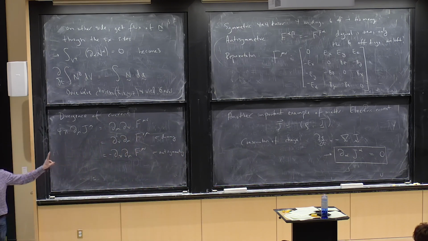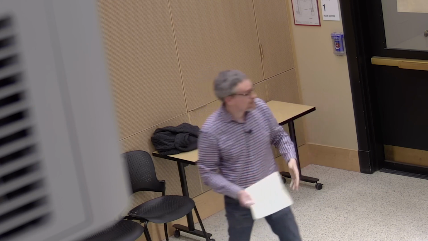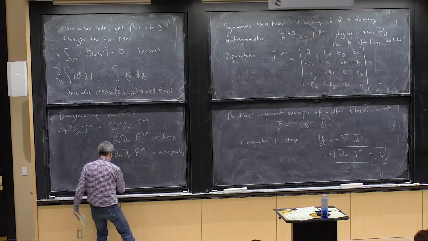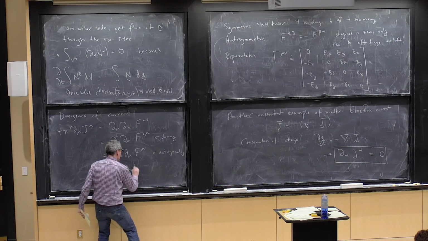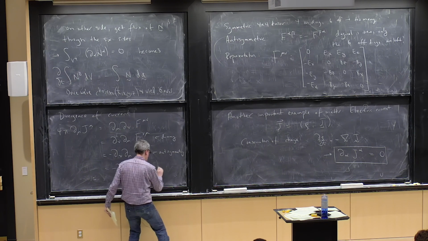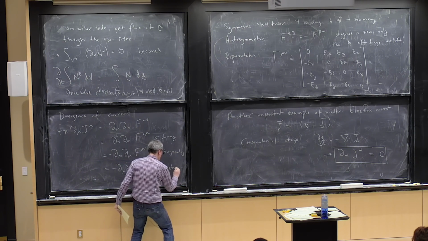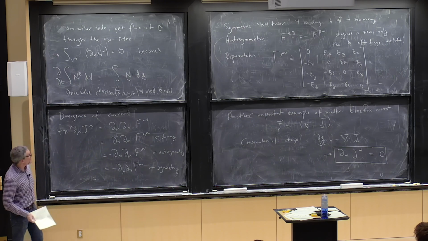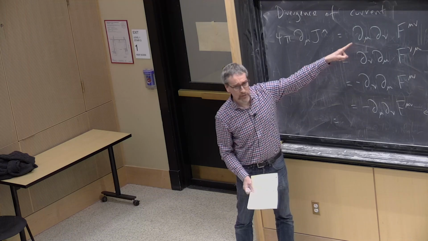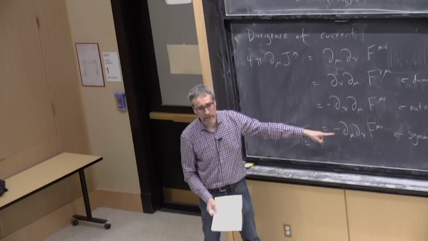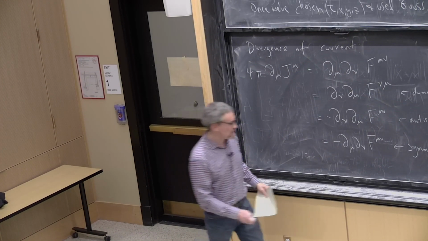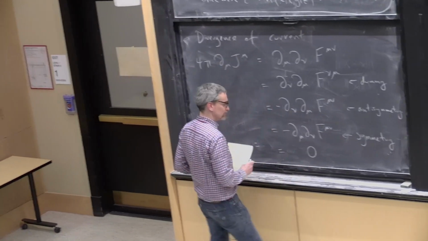What happens if I switch the order of the derivatives? Okay? Does it matter whether I take the x derivative first and then the y derivative, or the y derivative and then the x derivative? Partial derivatives commute with each other, right? They are perfectly symmetric. So this, so what I've got is d mu d nu of f mu nu is minus d mu d nu of f mu nu, and that only works if the whole thing is 0.